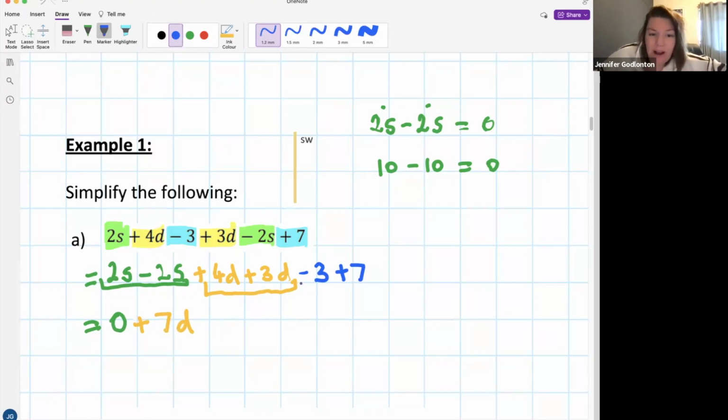And then we have got our constants over here. So we've got minus 3 plus 7. What is that going to become? Nice. Plus 4. Beautiful.